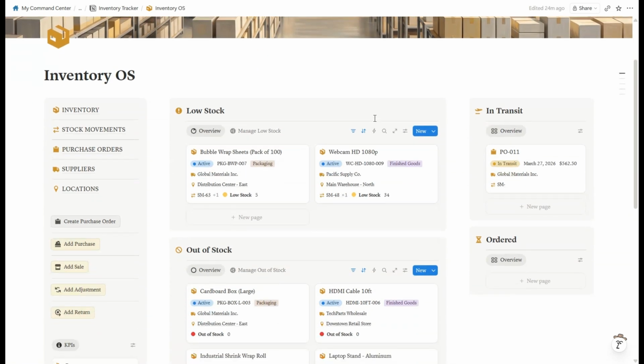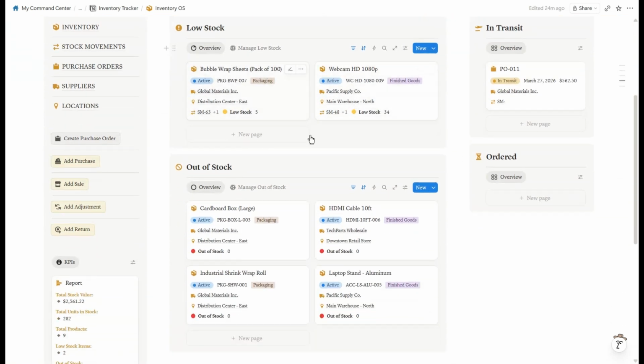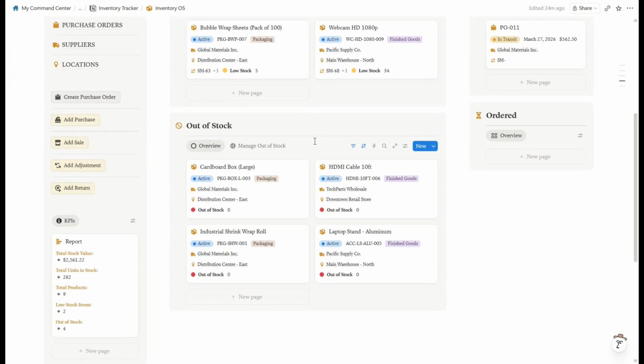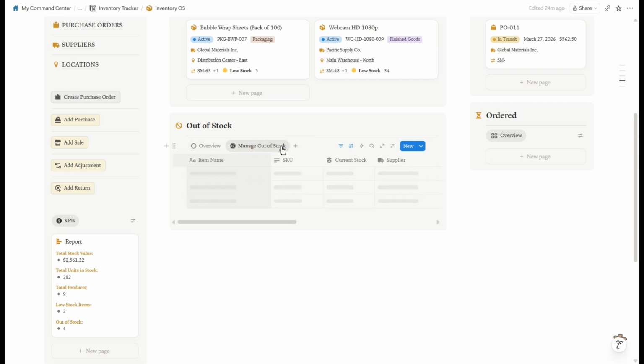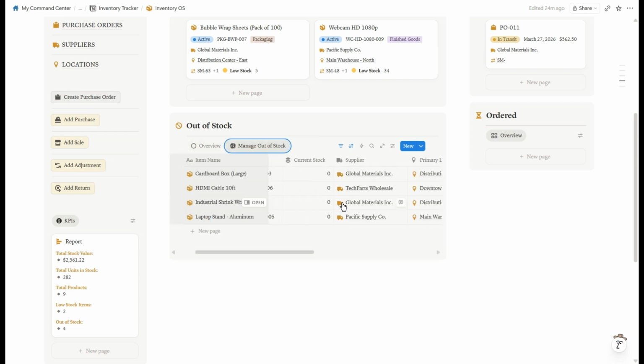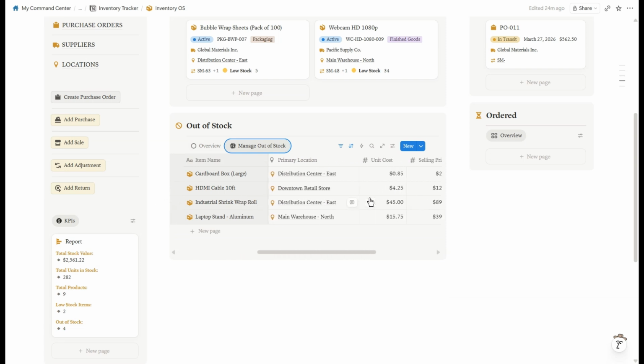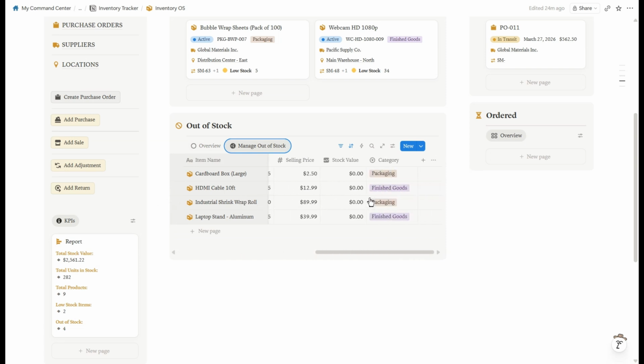These two views are built for fast decisions. Low stock shows items that are approaching their minimum stock level. Out of stock shows items that need immediate attention. This is useful because you do not have to scan the full inventory list every day. The system automatically brings the risk areas forward, so your next action is easier to see.